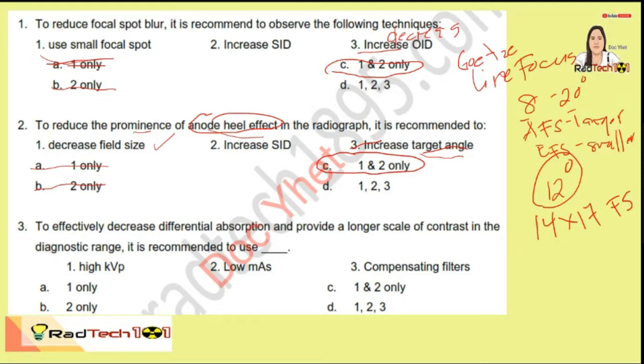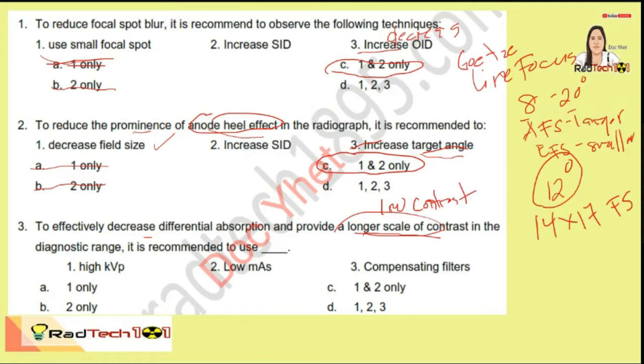So the angulation of the anode is fixed, hindi siya adjustable. If you want another angulation of the anode, you need to buy a new one. Okay, so next, number three, to effectively decrease the differential absorption and provide a longer scale of contrast in diagnostic range, it is recommended to use blank. So mga keywords nyo, longer scale, this is due to low contrast.